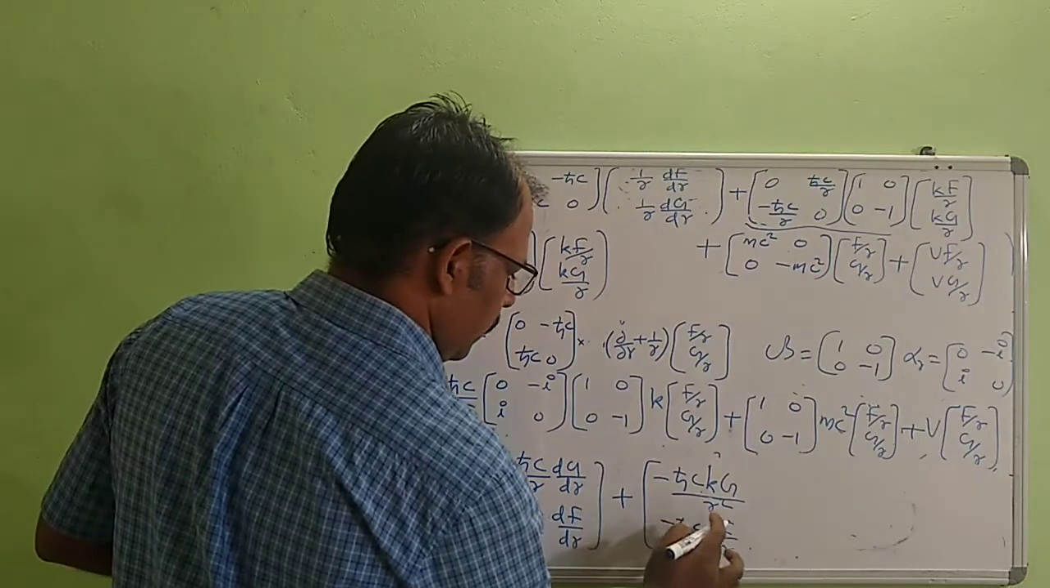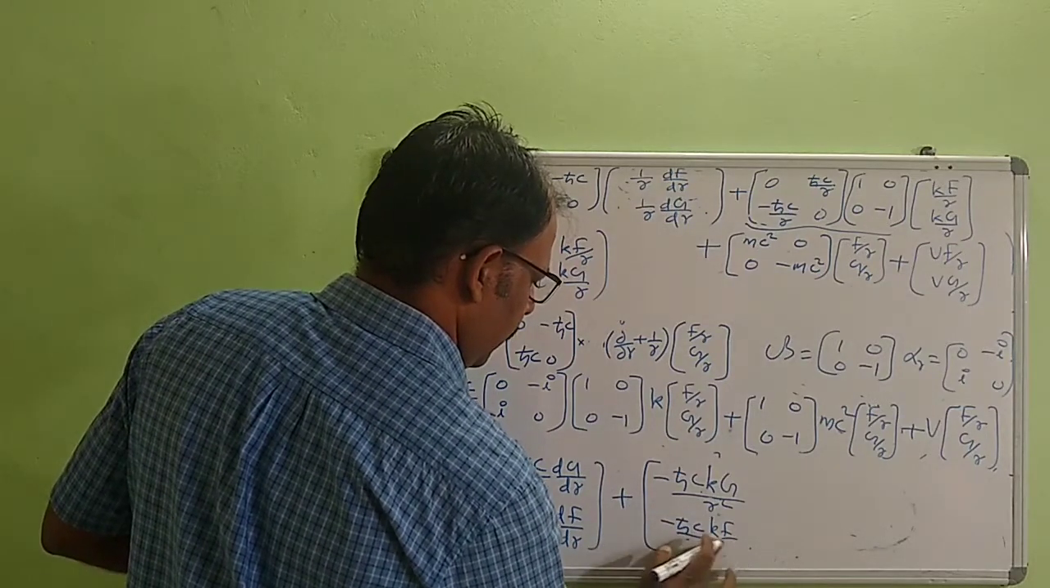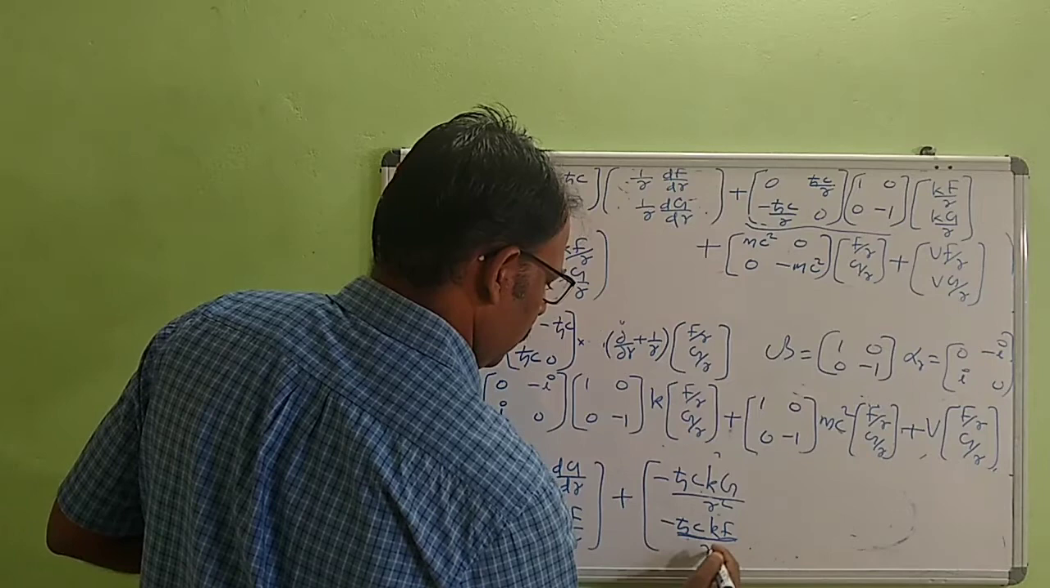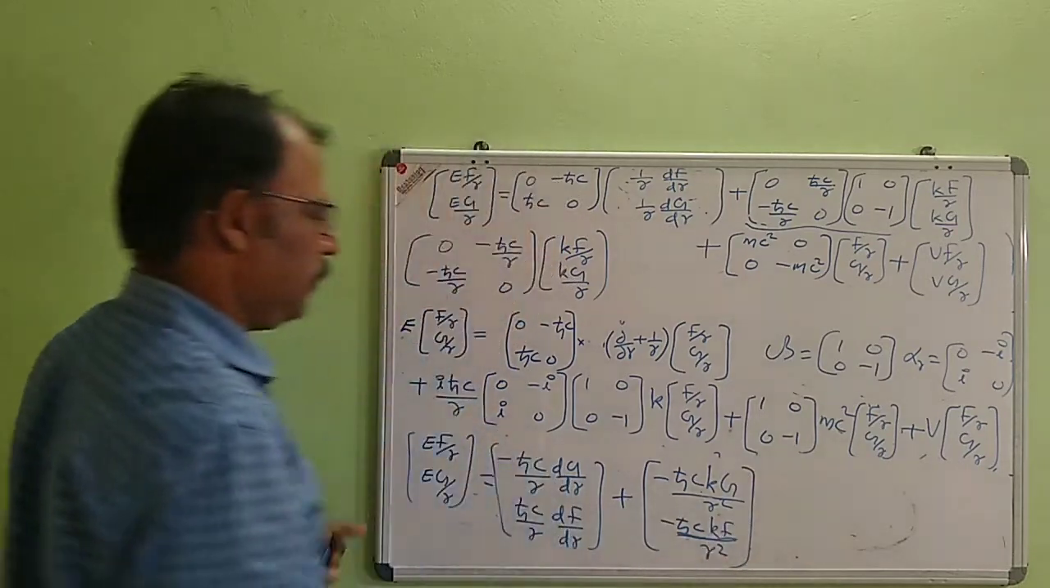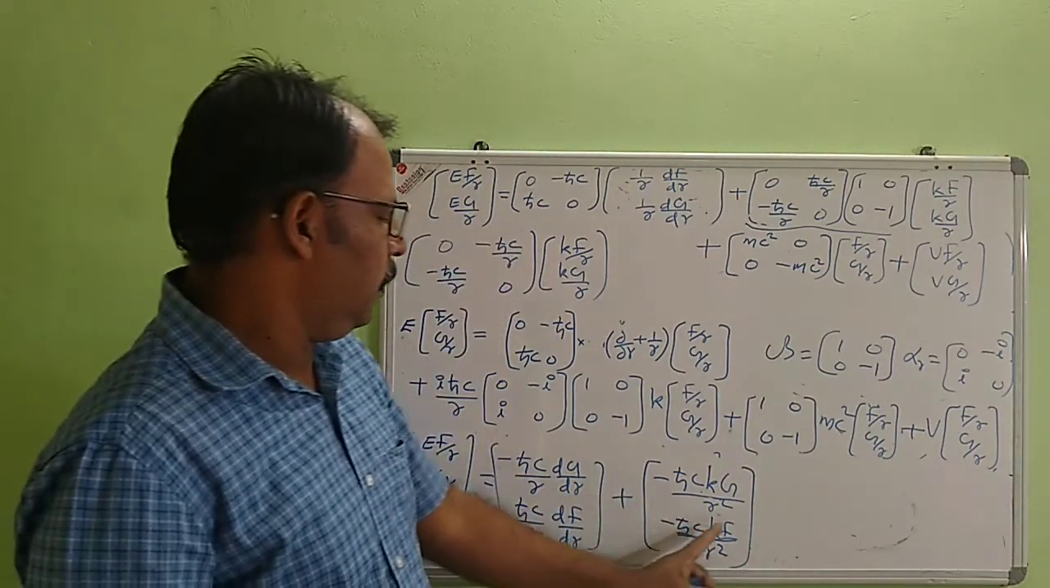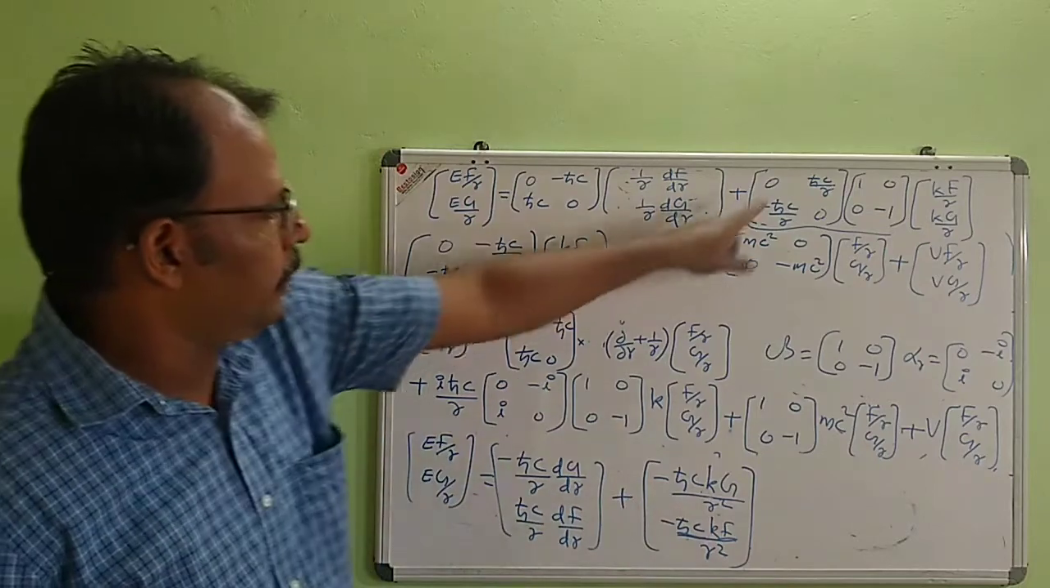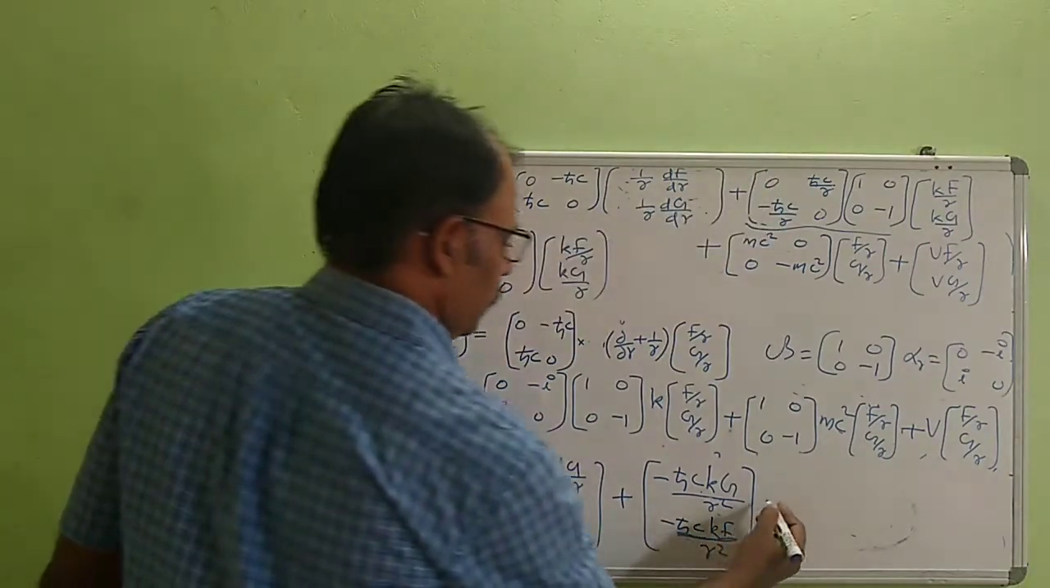Minus h bar c Kf by R square. Minus h bar c Kg by R square. Minus h bar c Kf by R square. Second term. Now the third one.